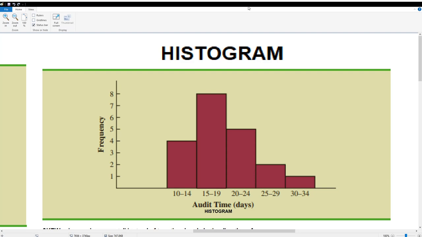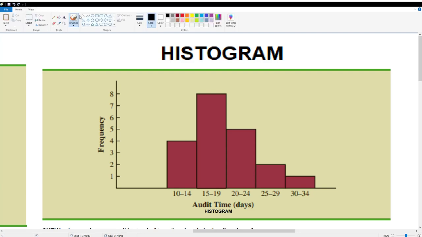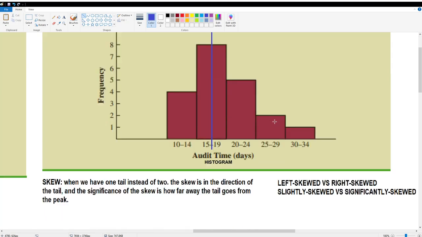However, if we look at this histogram, suppose we took a line and we drew a line right down that peak. The left side doesn't look like the right side. It does not look symmetric. And the reason why is because this histogram is skewed. Skew is when we have one tail instead of 2.